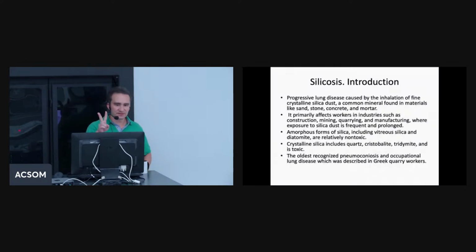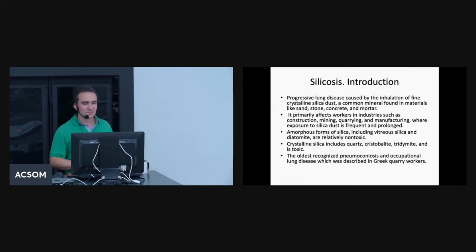There are two forms of silica. There is amorphous, which is kind of a glass, and it's relatively non-toxic. And there is crystalline, which is actual sand, and other forms of silica, which include quartz, cristobalite, and tridymite. To be honest, I didn't know about all these forms until I started preparing the lecture.